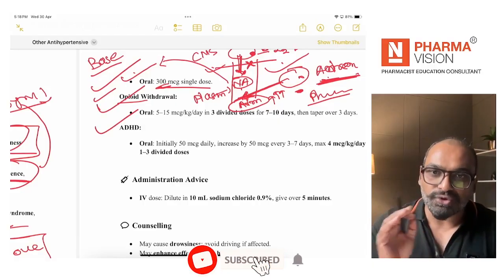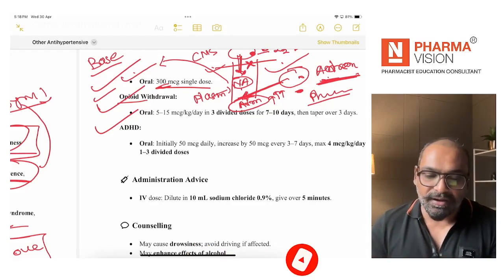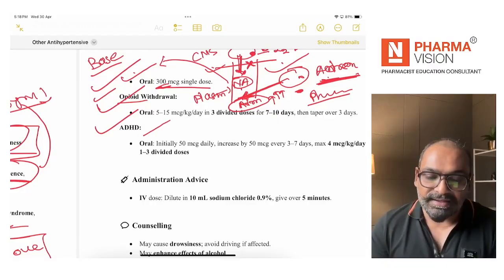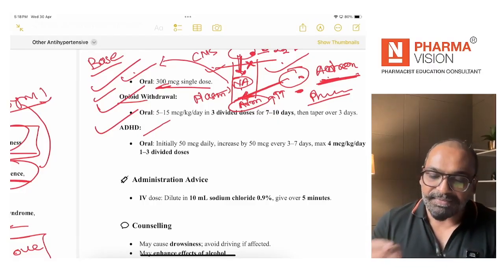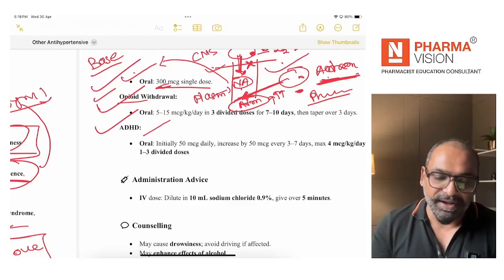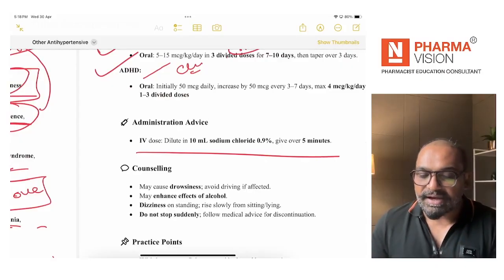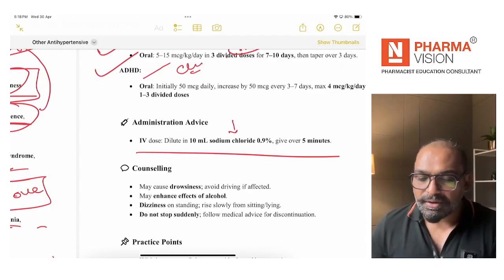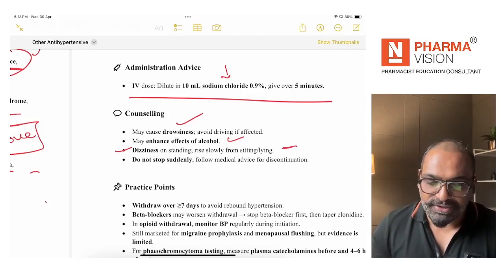For ADHD, the main medications are considered stimulant medications like dexamphetamine. These medications remain the most important choices. But if the patient is unable to take those medications, then clonidine can be considered. The administration can be mixed with sodium chloride. Drowsiness can enhance the effect of alcohol, because all centrally acting medications cause drowsiness. So you have to be careful when changing position, because of the postural hypotension effect.